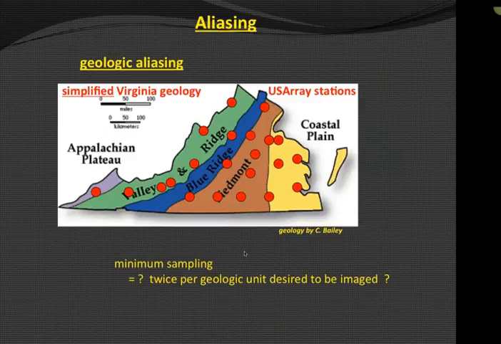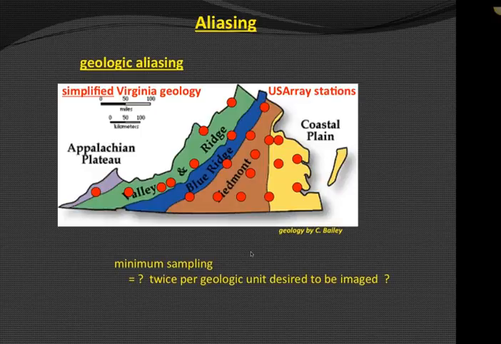And then, of course, there's another type of aliasing, or maybe more properly called undersampling, and that is, what is your geologic target, and are you properly sampling this? Here's a very, very simplified picture of the geology of Virginia, the very major provinces that make up the coastal plain through to the Appalachian Mountains. And as you can see, the US Array stations, which is a nominal 70-kilometer spacing, is actually aliasing the largest scale geologic provinces of the Appalachians.